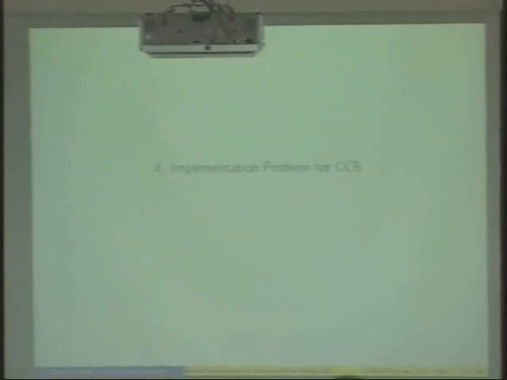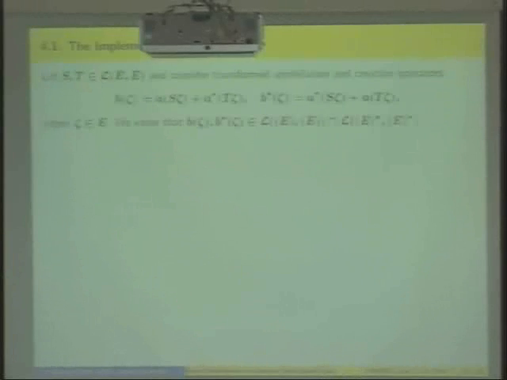Okay, now the final part: the implementation problem. First I need notation. This A is an annihilation operator, and there is a creation operator, and I consider such linear combinations. S and T are operators. B star is just the adjoint operator of B zeta.